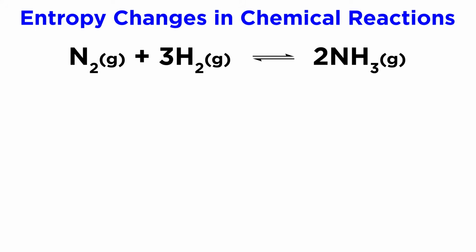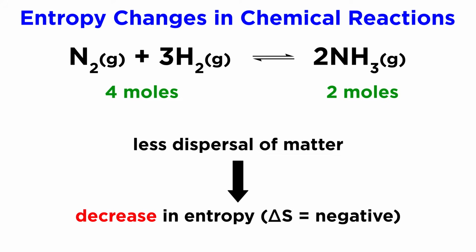Take, for example, nitrogen and hydrogen reacting to form ammonia. On the left we have 4 moles of particles, and on the right we have only 2. The moles of particles has decreased because molecules are fusing to form the product. This means the particles are less dispersed, so this involves a decrease in entropy and therefore a negative sign for delta S. Fewer molecules means fewer possible configurations for those molecules.